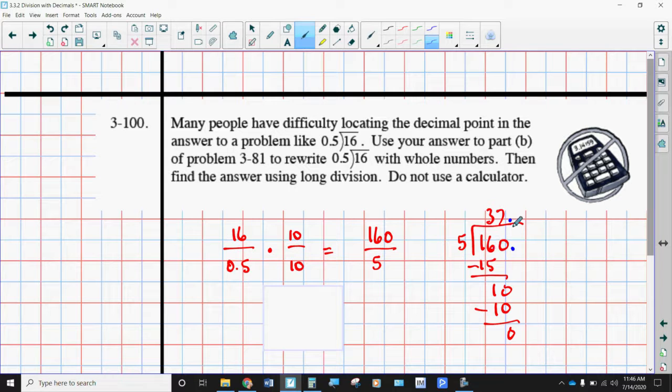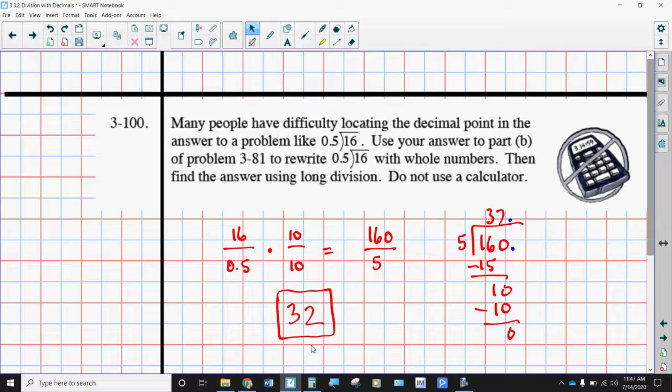And in this case, we don't even need the decimal places because 5 goes into 16 3 times. That's 15 with a remainder of 1. We bring down the 0, and 5 goes into 10 twice. And that's where it terminates. So our answer to 16 divided by 0.5 is equal to 32. Okay?